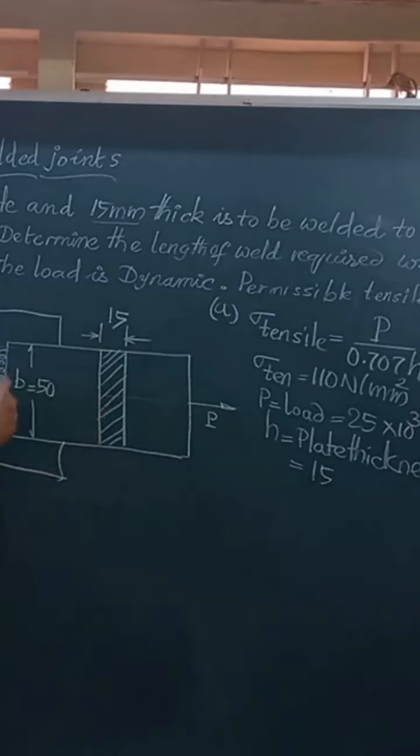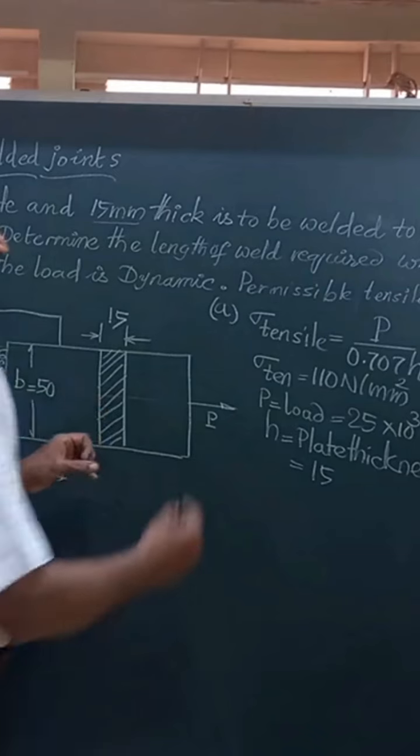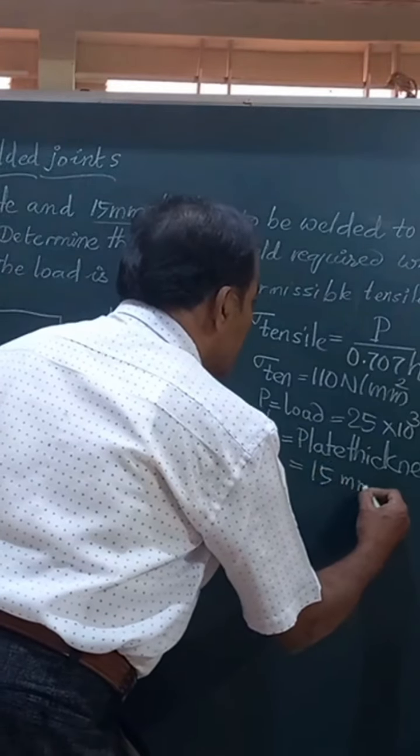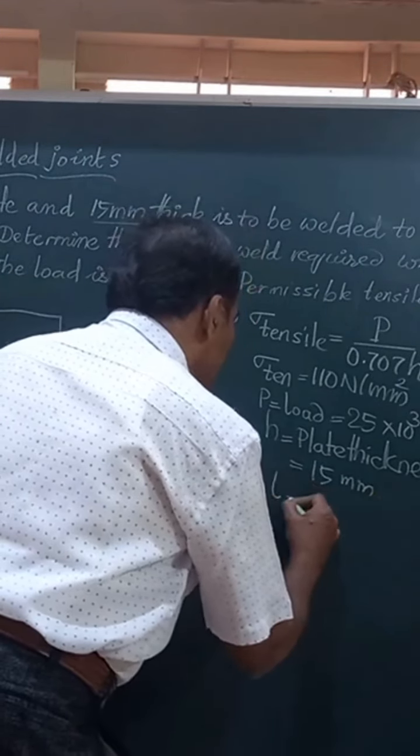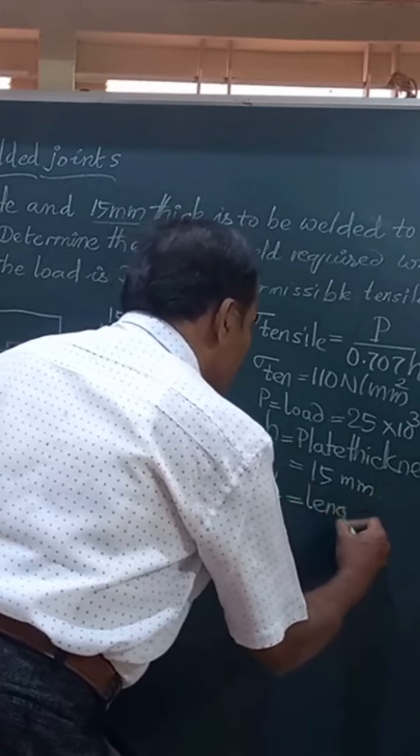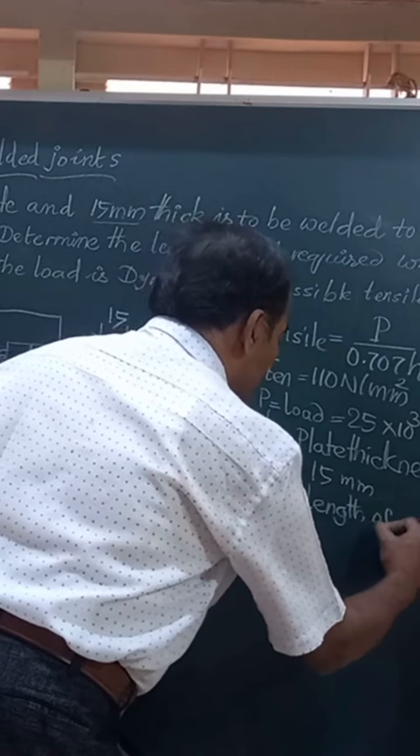Friends, you have the thickness and the width, and this is the plate thickness in millimeters, and L is the length of the weld that is to be found out. Length of weld.